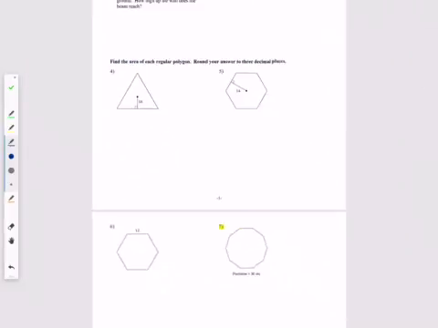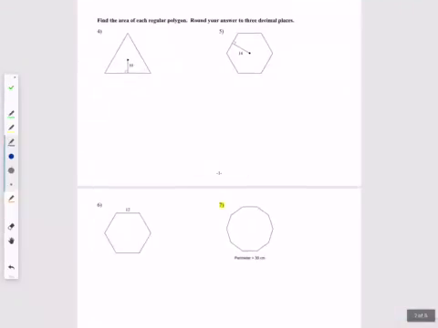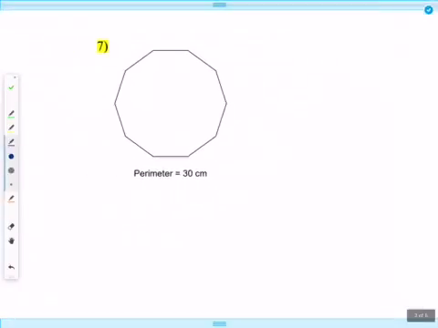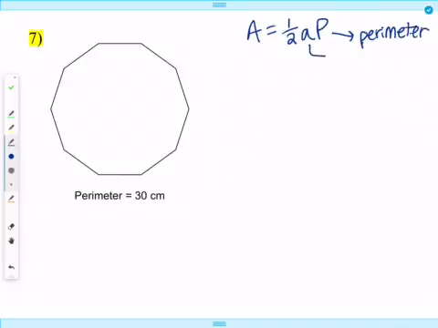Okay, so now we're going to go down to the next page, number 7, and the directions are up here at the top of the page before. Find the area of each regular polygon, round your answer to 3 decimal places. So trying to find this area on number 7, because it's a regular polygon, we're going to end up using that formula, area equals 1/2 AP. You'll remember that P stands for perimeter, and the A stands for apothem.